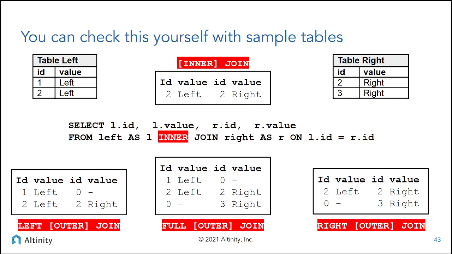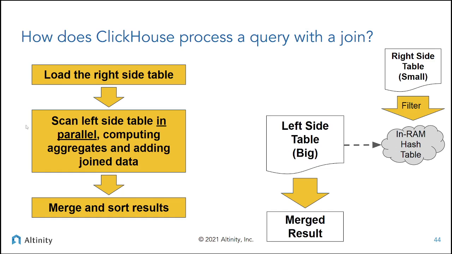What is different about ClickHouse is the following. ClickHouse doesn't really know how big the tables are. Well, that's not totally true. It does know, but it doesn't use that information. So when ClickHouse processes that join that we see, it's going to go through 3 steps. This is leaving aside parsing and stuff like that.